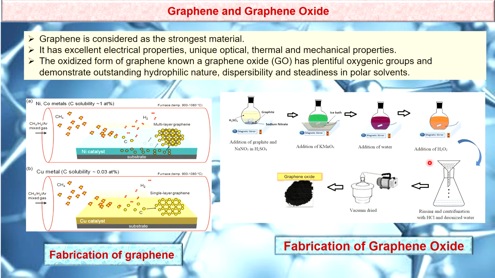Later, the solution was left without stirring for the particles to be collected at the bottom, and excess water is filtered out. The obtained mixture is cleaned thoroughly by centrifugation with HCl and deionized water. The gel-like product attained is then vacuum dried to obtain graphene oxide powder.